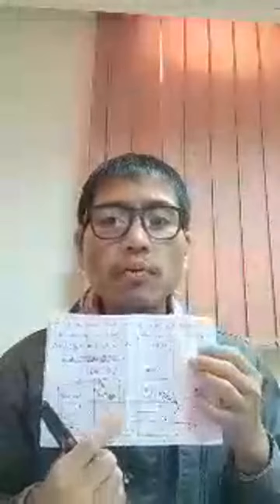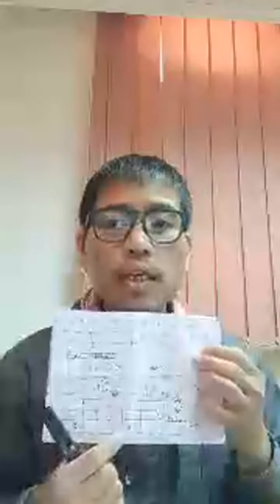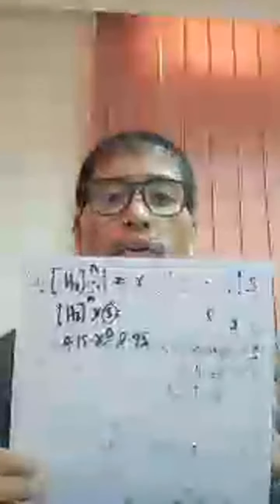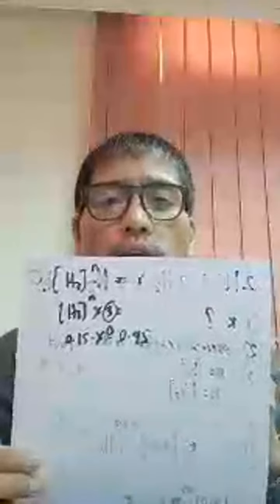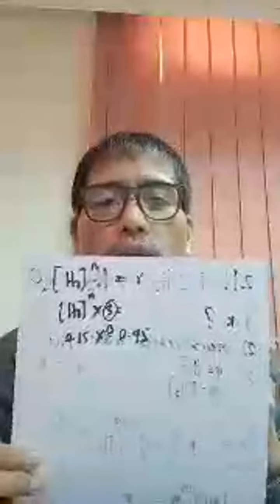Our 0.15 here in the H2, times 3, will be equal to 0.45 molar. So 0.15 times 3 is equal to 0.45. So this 3 is our factor. H2 is multiplied by the factor of 3 so that you can attain 0.45 in the last experiment, number 3.